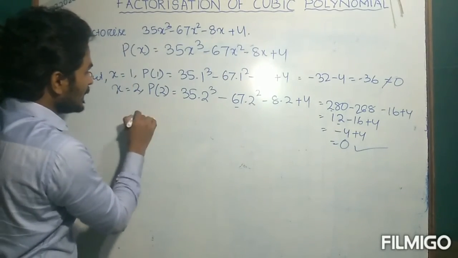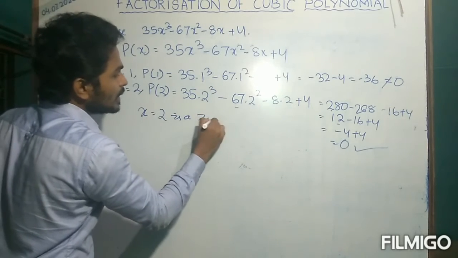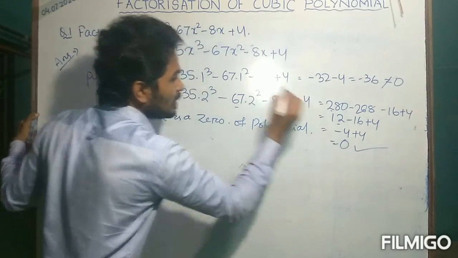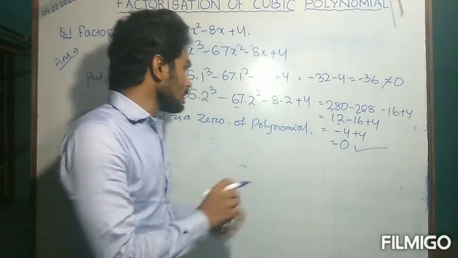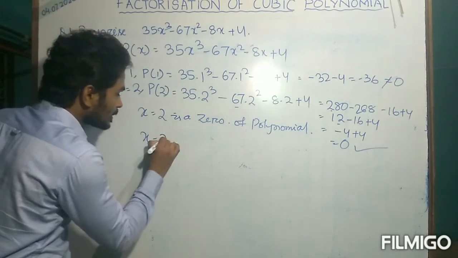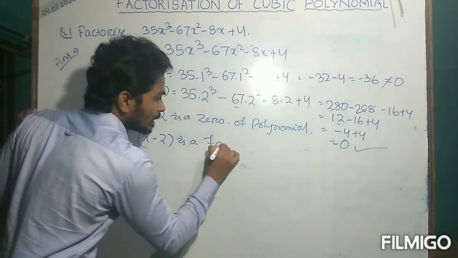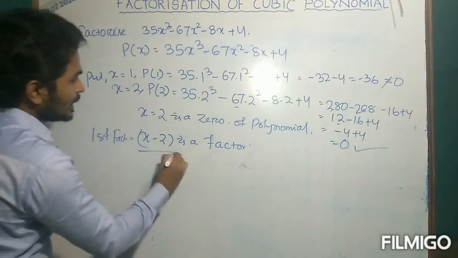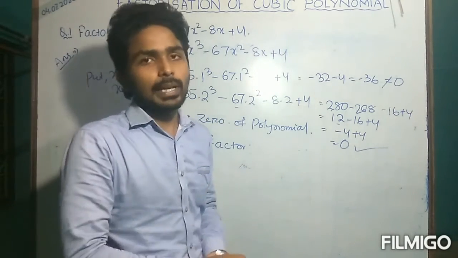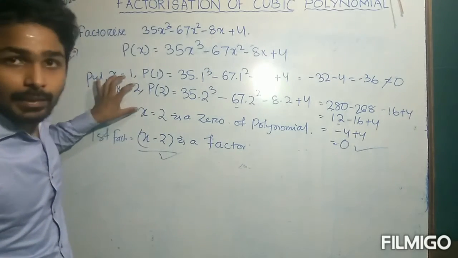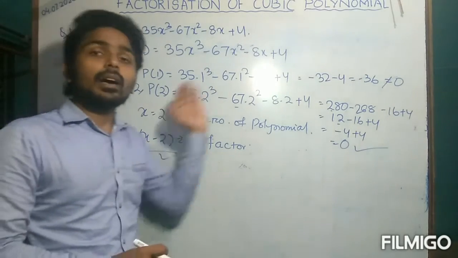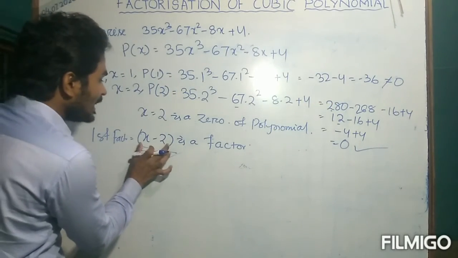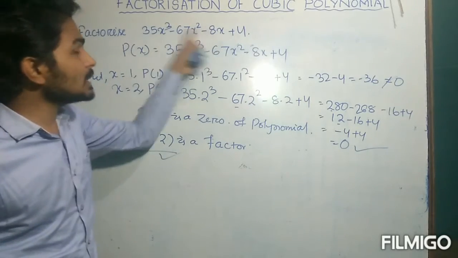That means x is equal to 2 is a zero of the polynomial. Since it is a zero of the polynomial, according to the remainder theorem, or you can say factor theorem, x minus 2 is a factor. Okay, so this is the first factor. So the calculation of the first factor is now completed. Clear? By the hit and trial method. Now we need to find the other two factors, or you can say the other two zeros. How? By simply dividing this polynomial by x minus 2.